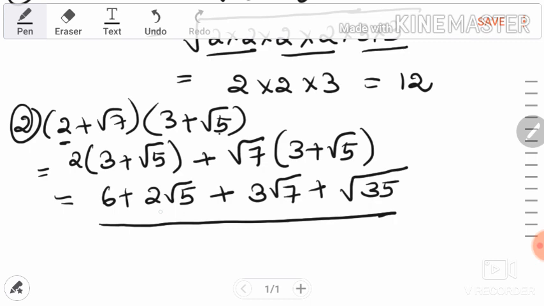We cannot add any of these terms. Here you have a rational number. This is irrational, irrational, and irrational. But these numbers cannot be added unless you convert them into decimals. So we leave the answer till here.